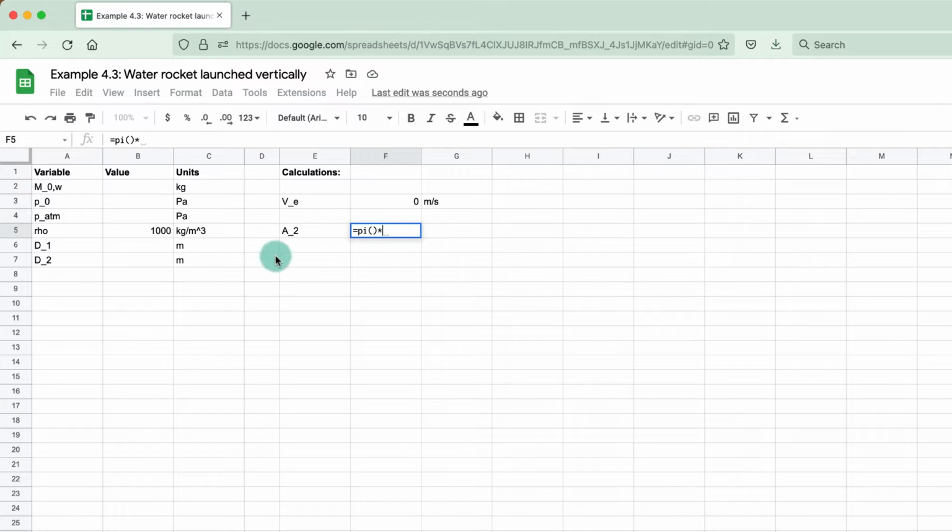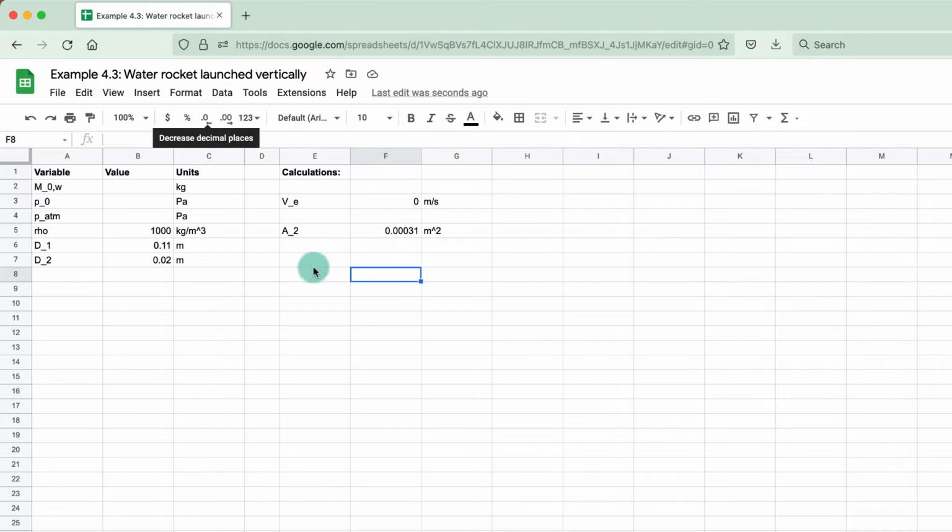Pi times, this is area 2, so we want the D2 cell there. So I click on that one that I want, squared, and then the whole thing divided by 4 will give me my area, and that's going to be in meters squared. And actually we can fill in, we know these values already. This was 11 centimeters, so 0.11 meters, and this is 0.02 meters. Okay, so there you can see it's calculated it for us. Now I'm going to reduce the number of decimals it put there. We don't need that many decimals, we'll just keep a few of them there. Okay, and that's this button here, decrease decimal places.